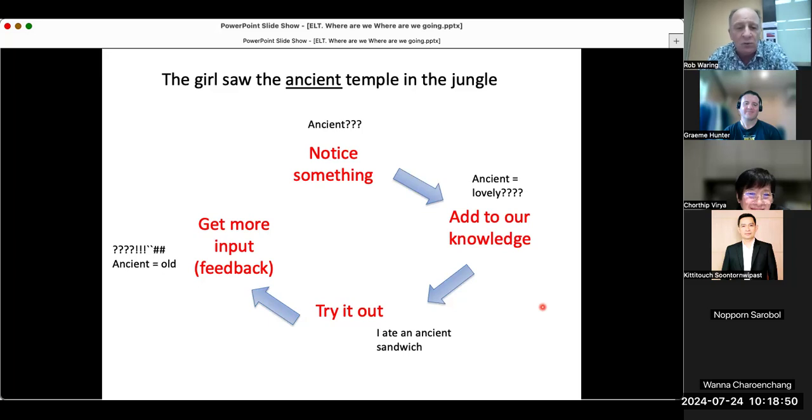Ancient means old. So now the student's getting some feedback on their input. They're realizing that ancient means old. So the student goes, now I notice that ancient equals old, and now I'm going to add that to my knowledge. So what's happening here is the students are going through this cycle.